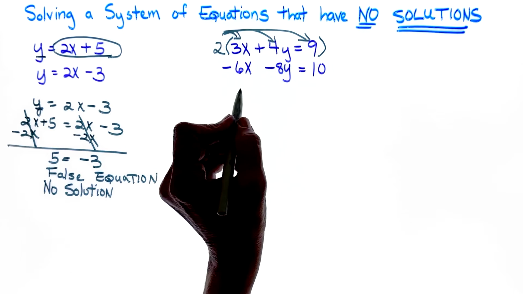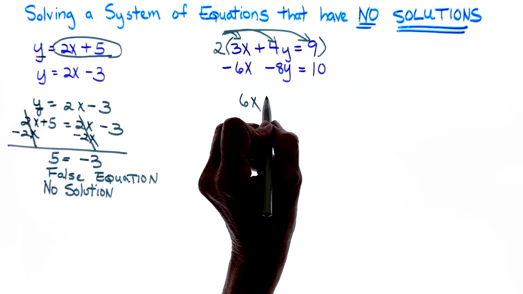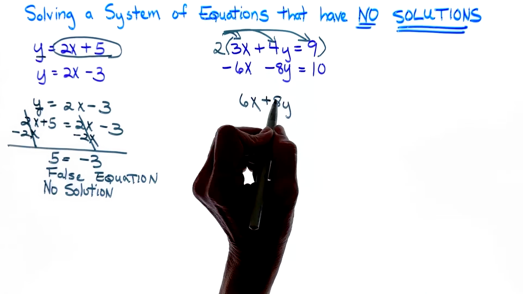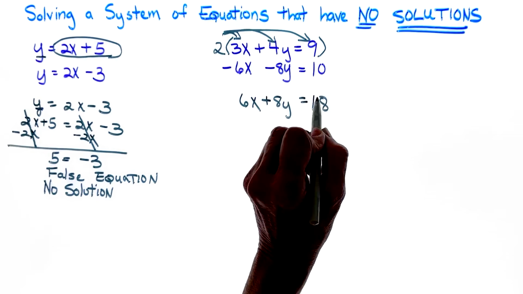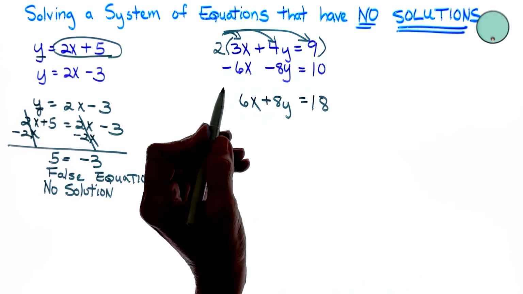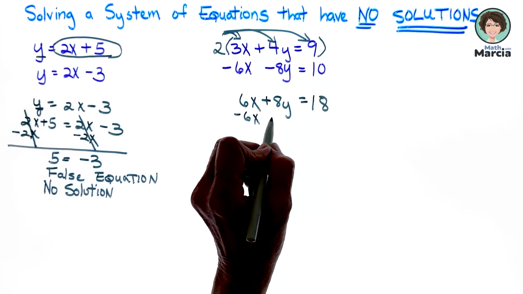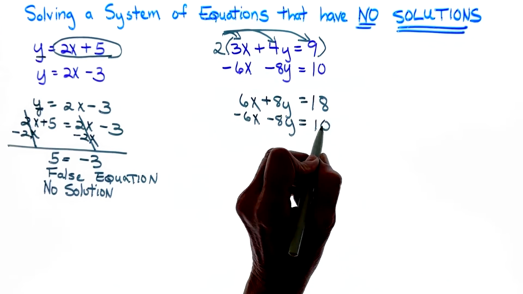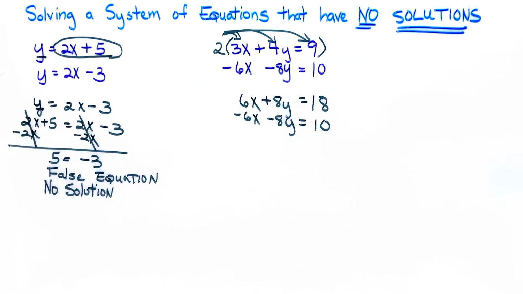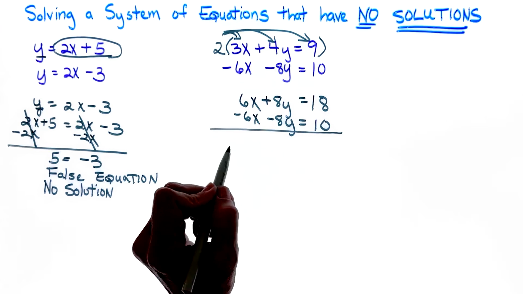2 times 3x is 6x. 2 times 4y is plus 8y. And 2 times 9 is equal to 18. All right, now I'm just going to copy my second equation right underneath it as is. And remember, when we solve by elimination, which is what we're doing, we're going to combine our columns.